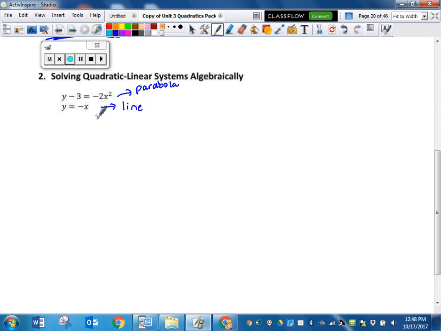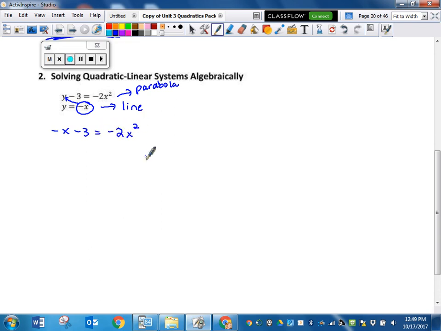So we want to deal with our substitution, right? So we know that y and negative x are identical. They're exactly the same thing. So why does it matter whether I put a y there or a negative x? It doesn't, right? Because they're identical. They're the exact same thing. So if I plug in that negative x there, why does that make that better for me? Because now I got all x's. All right, so now my equation is? Negative x minus 3 equals negative 2x squared.